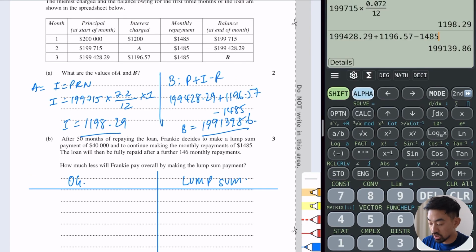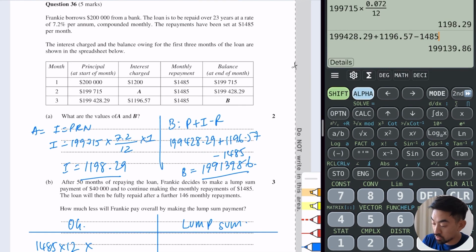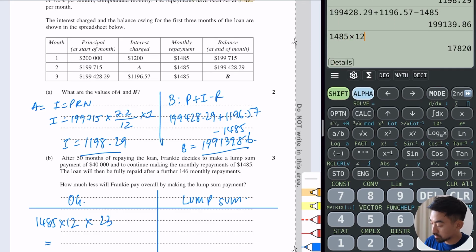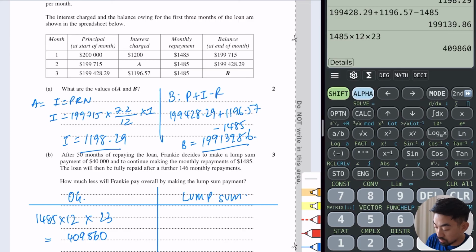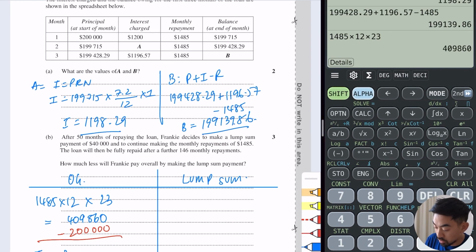Okay, so the original, she is repaying $1,485 per month for 23 years. So in total, she's going to repay $409,860, and I'm going to minus the principal to work out what her interest is going to be, which is 209,860. So that's the interest she pays if she keeps doing what she is doing.